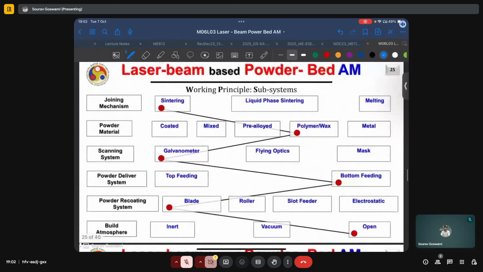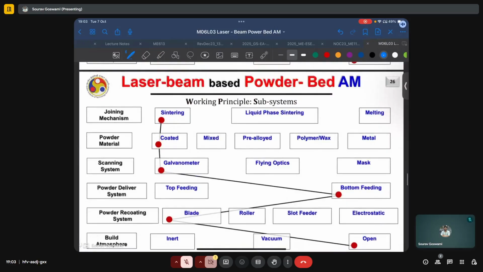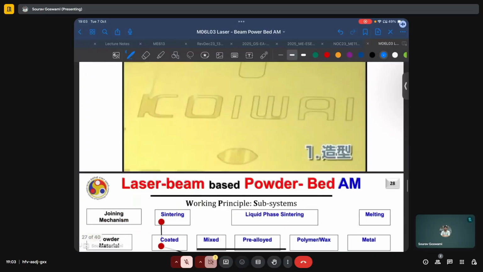Or if the joining mechanism is sintering, the powder material is polymer or wax, the scanning system is a galvanometer, powder delivery is still from the bottom, powder recoating happens by a blade, and the build atmosphere is open. Or another machine where the joining mechanism is sintering, the powder material is coated, the scanning system is a galvanometer, the powder delivery system happens by bottom feeding, the powder recoating system consists of a doctor's blade, and the build atmosphere is open. We have an example of such a machine here.